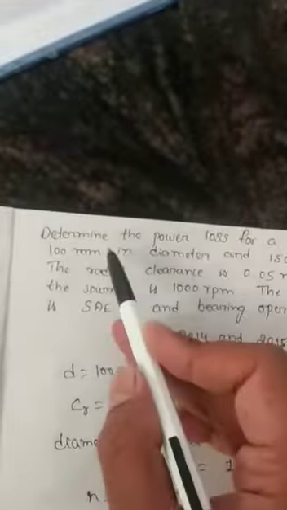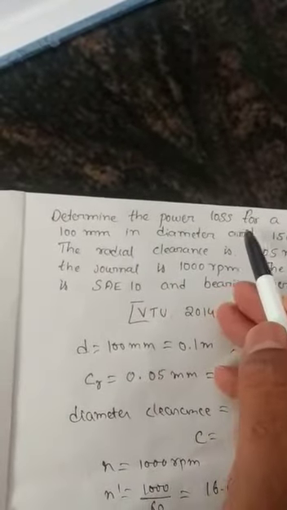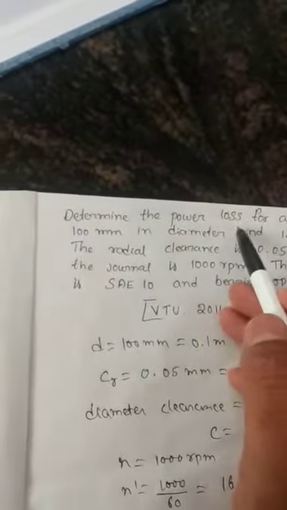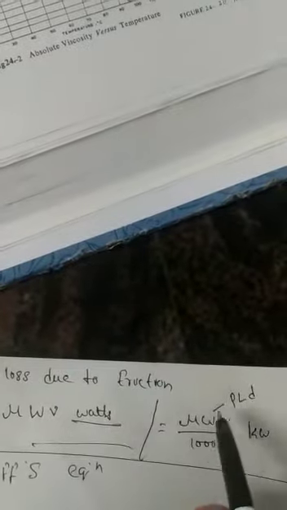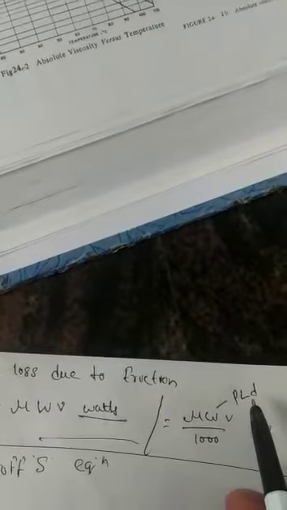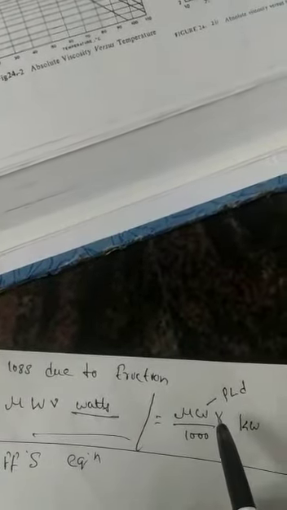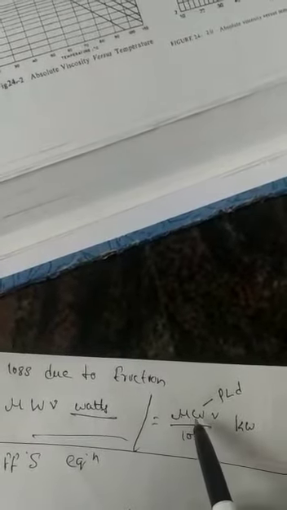What is our aim in this problem? Determine the power loss due to friction. What is the formula to find the power loss? It is equal to mu W V watts. If you want it in kilowatts, divide by 1000. What is W? W is p L D. P is unknown, L is known, D is known, and V is pi D N dash. W is p L D. P is still unknown.